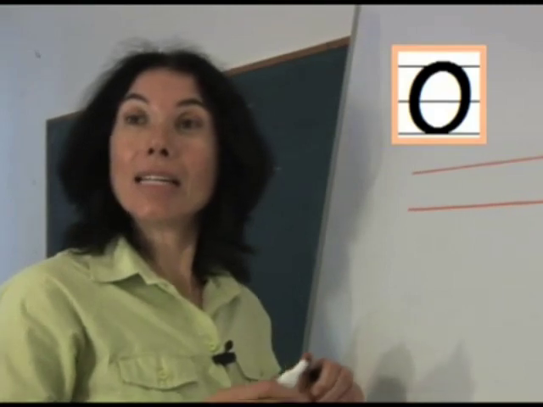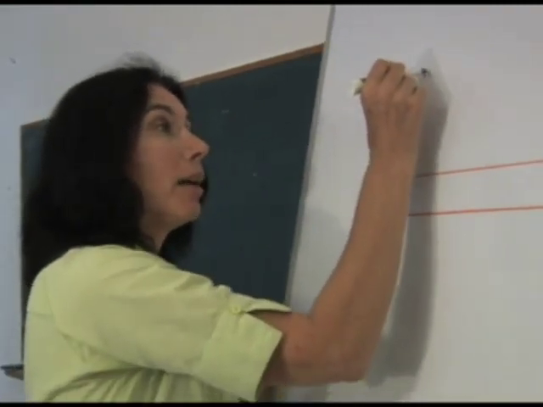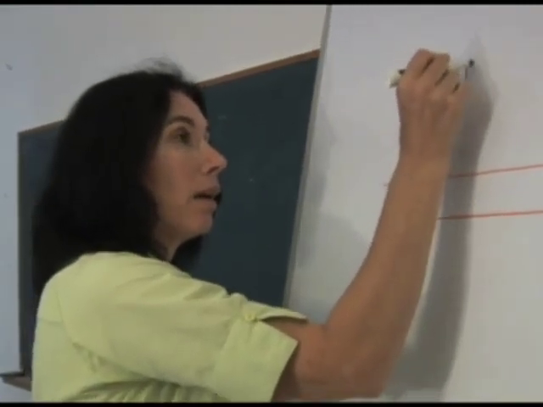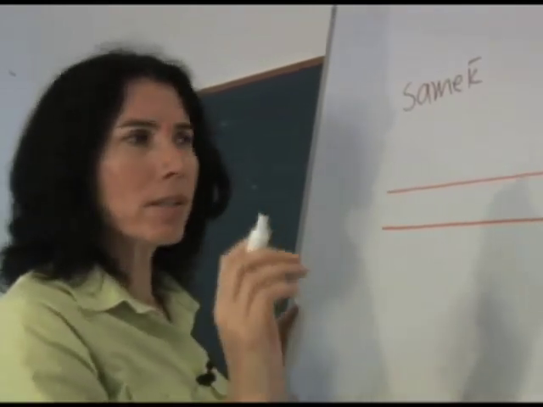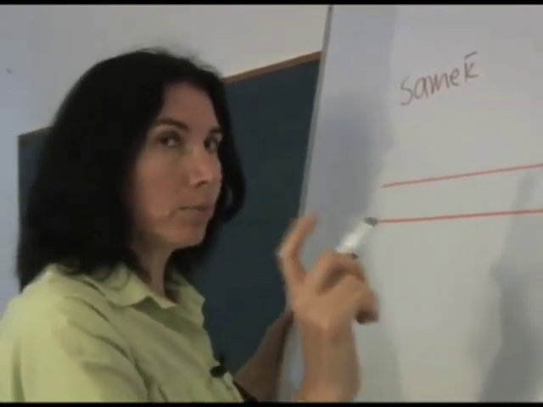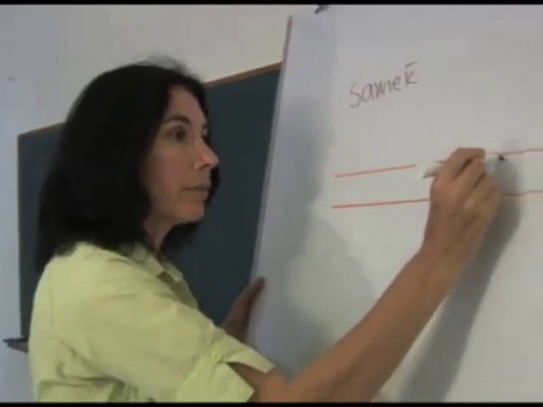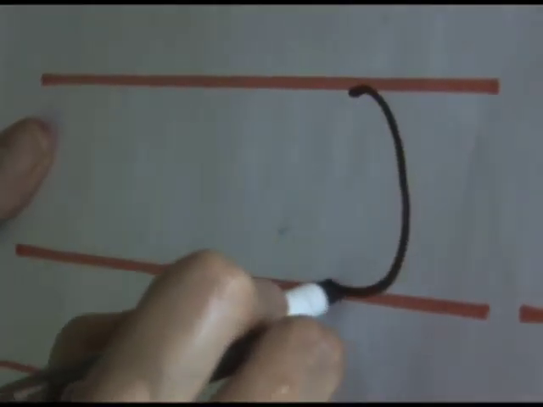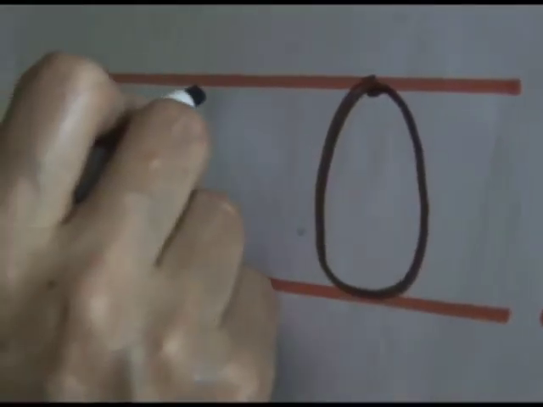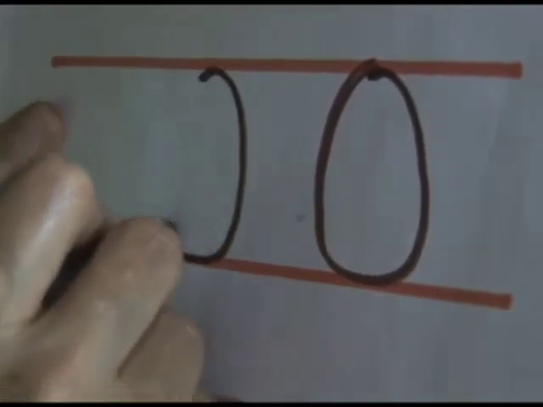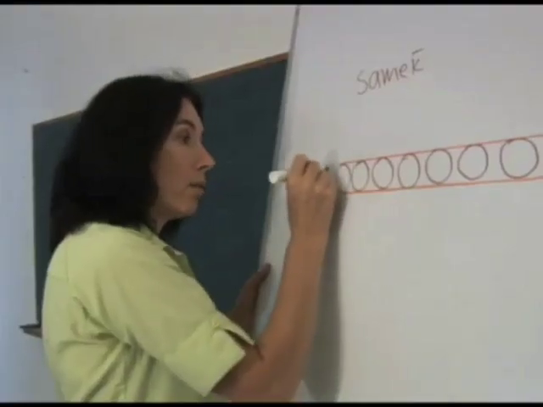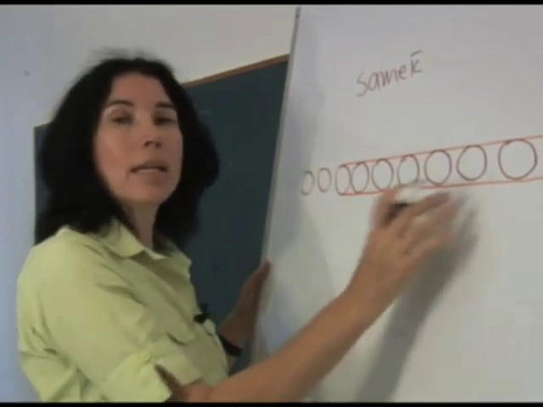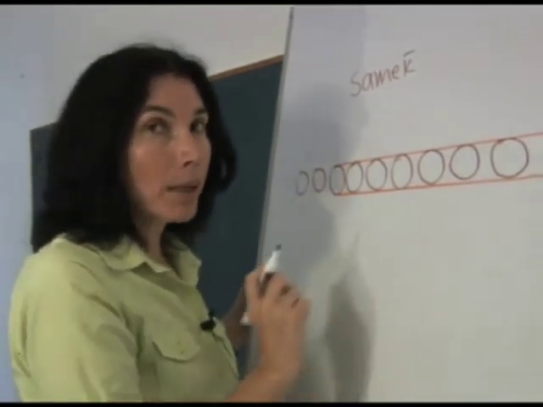Here is the letter Samech. It's an easy one. Just a circle. But remember, Hebrew you write from right to left. Samech, a circle from right to left, in between the lines. And be careful.